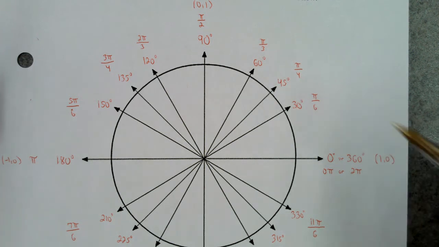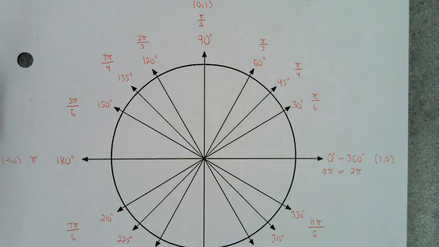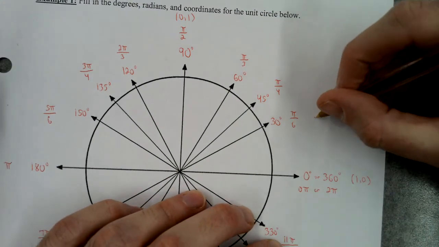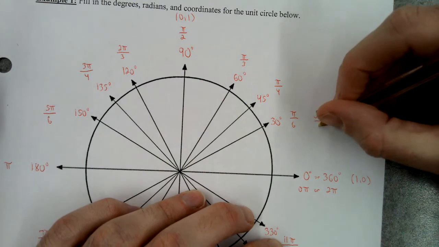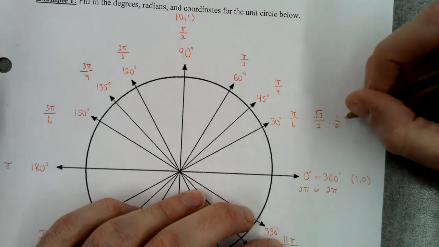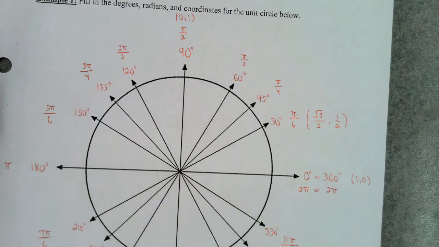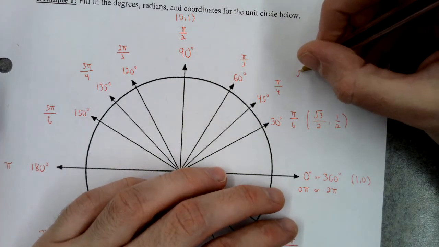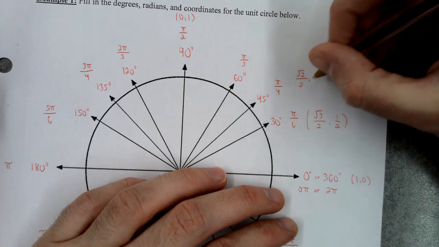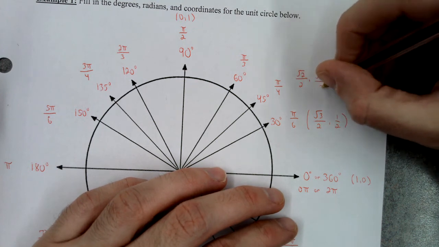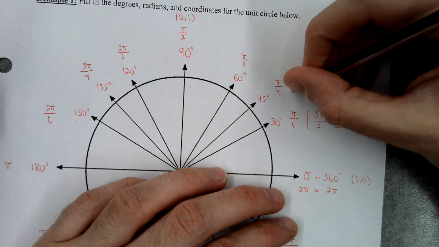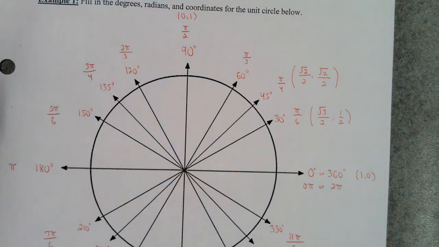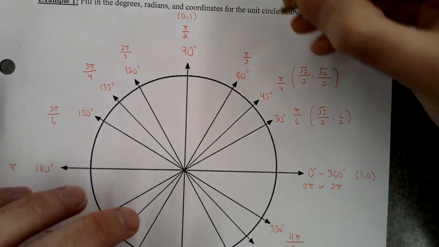Okay, so start with 30 degrees, which is pi over 6. The coordinates for that one are square root of 3 over 2, 1/2. The coordinates for the next point, 45 degrees, are square root of 2 over 2, and then square root of 2 over 2. And finally, the coordinates for 60 degrees are 1/2, and then square root of 3 over 2.